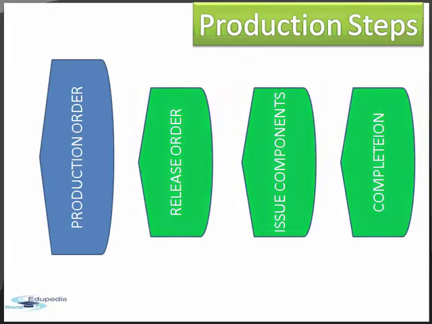There are 4 steps in the production process. The first step is to create the production order. The production order can be created automatically by MRP or you can create them manually.